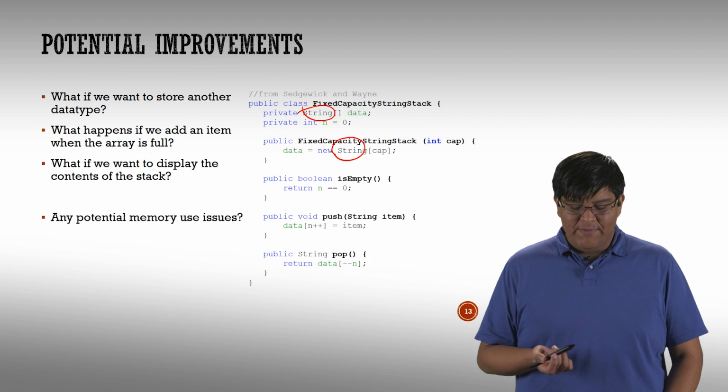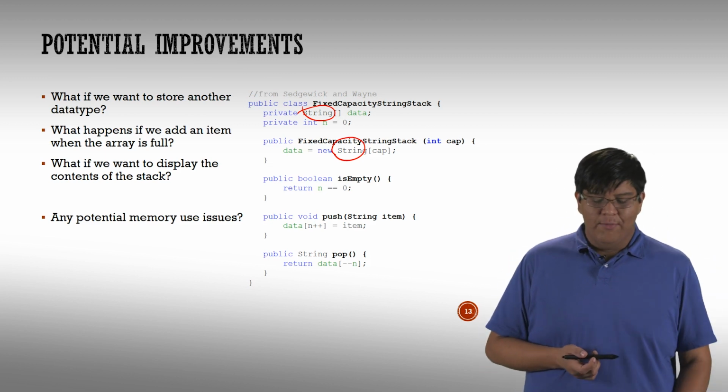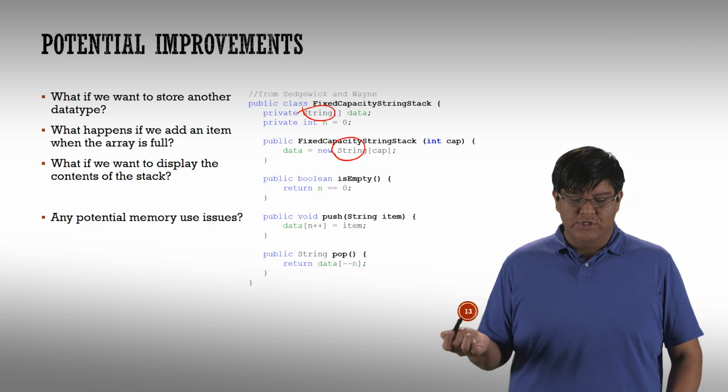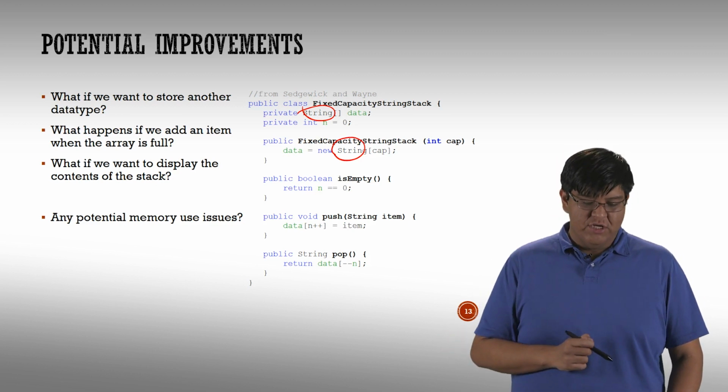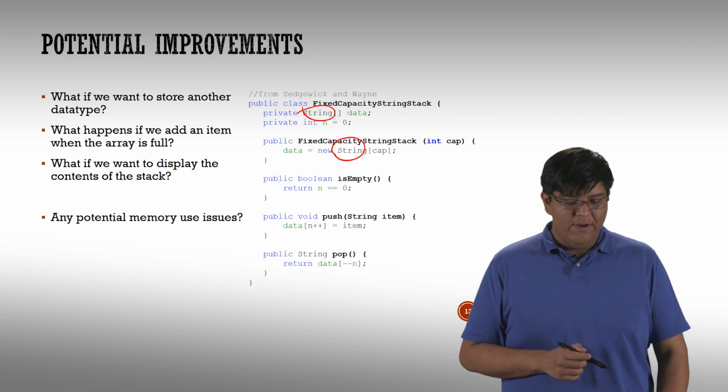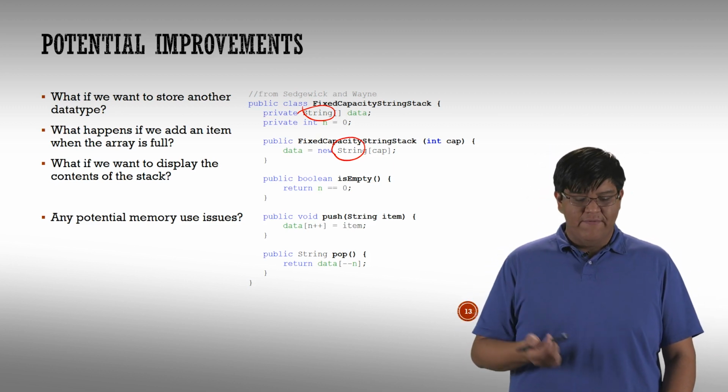So what can I do to make that something where I can put different things in there? We'll do that using something called generics, which is a feature in Java. All right, that was one implementation issue. Let's see, what other limitations do we have?